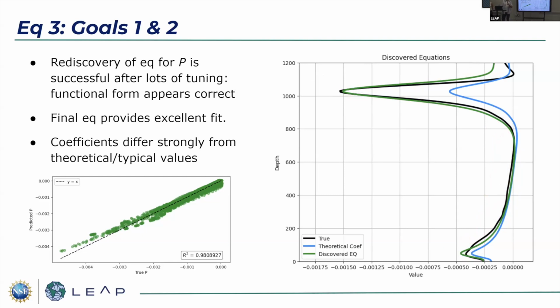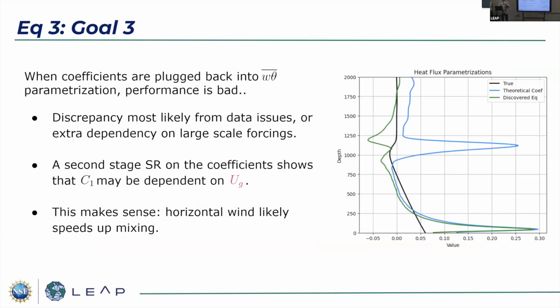Now, everything is going well. We have the functional form, we have the coefficients. Let's see how it does in the actual parametrization. And the short answer is really poorly.